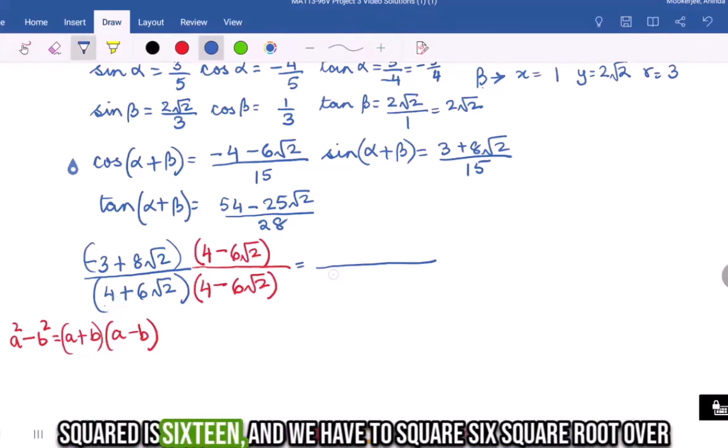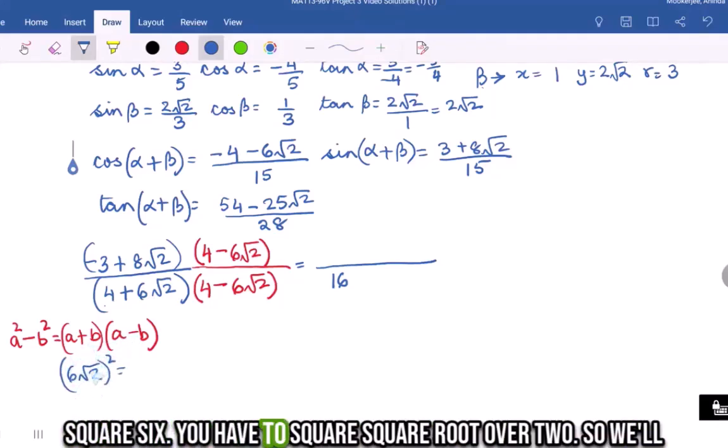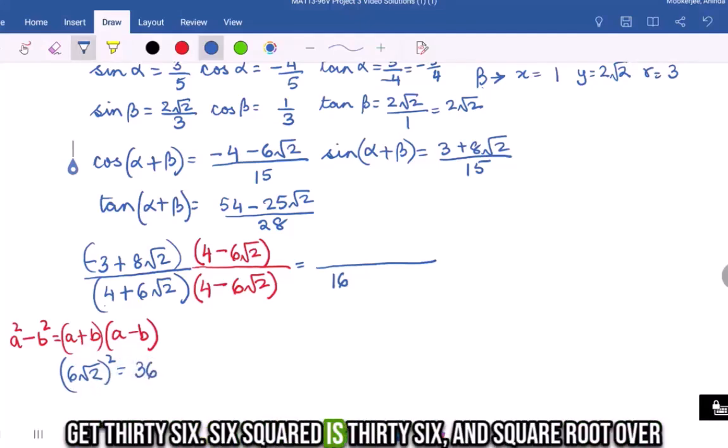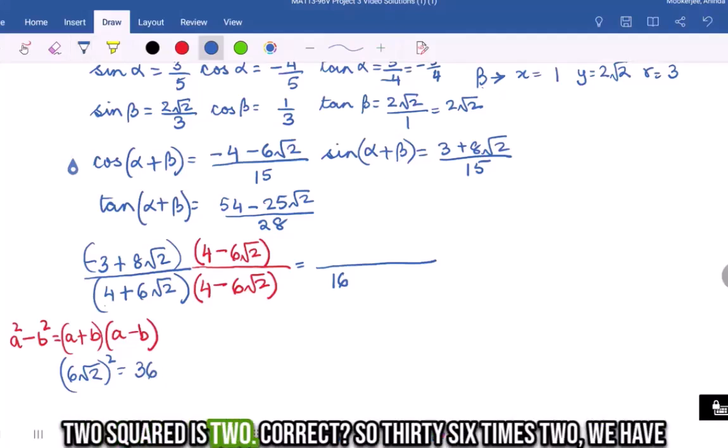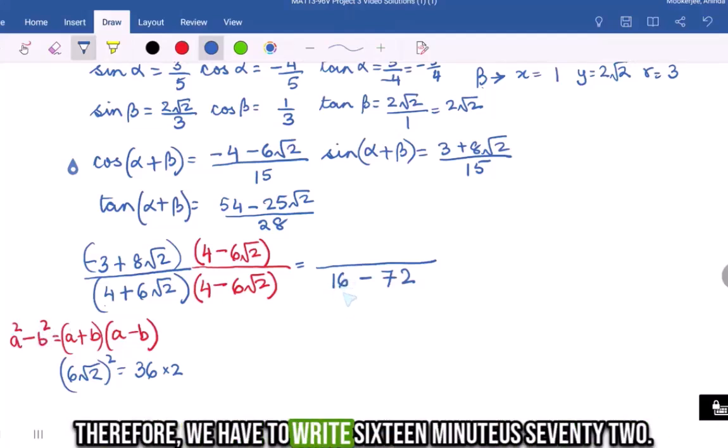4 squared is 16, and we have to square 6 square root over 2. So 6 times square root over 2 squared. You have to square 6. You have to square root over 2. So we'll get 36. 6 squared is 36. And square root over 2 squared is 2, correct? So 36 times 2, we have minus 72. The formula is a squared minus b squared. Therefore, we have to write 16 minus 72.